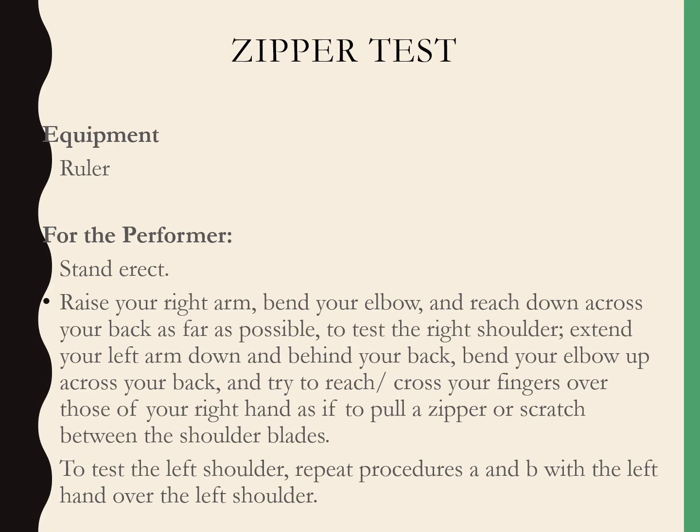So for the performer, stand erect, then raise your right arm, bend your elbow, and reach down across your back as far as possible. To test the right shoulder, extend your left arm down and behind your back, bend your elbow up across your back, and try to cross your fingers over those of your right hand as if to pull a zipper or scratch between the shoulder blades. To test the left shoulder, repeat procedures A and B with the left hand over the left shoulder.